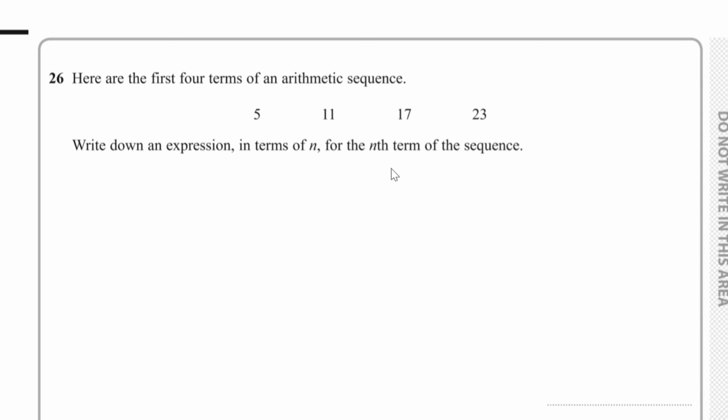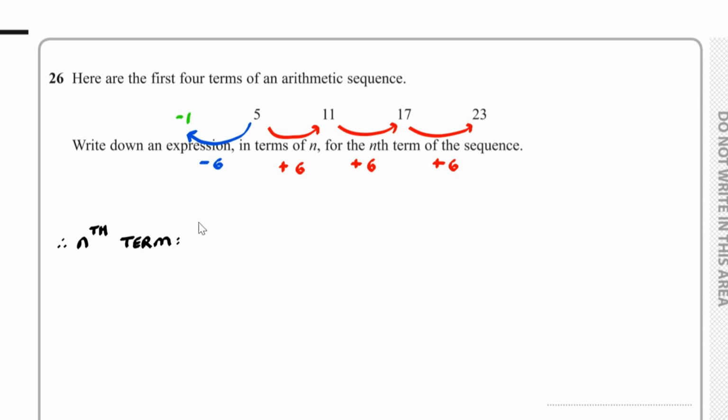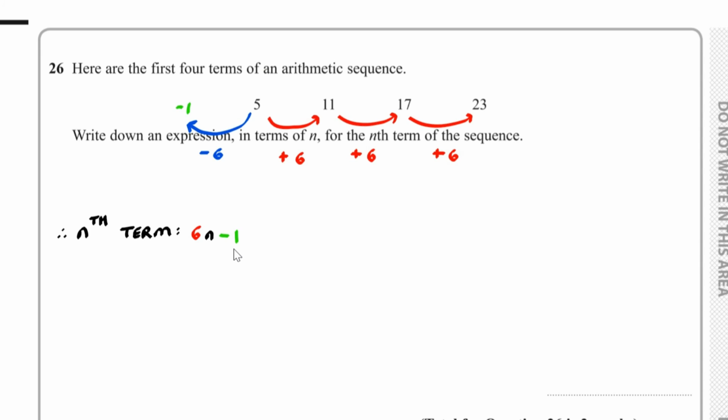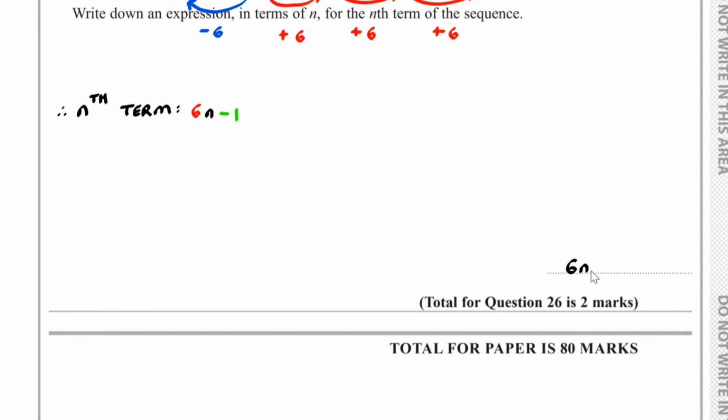Question number 26. Here are the first 4 terms of an arithmetic sequence, and we have to write an expression in terms of n for the nth term of the sequence. Well, what we can do is find out the difference between each term. That will be plus 6. And then if we work out the inverse of plus 6, which is negative 6, 5 subtract 6, that's negative 1. So therefore, for the nth term, we have 6n subtract 1. So the nth term is 6n subtract 1.